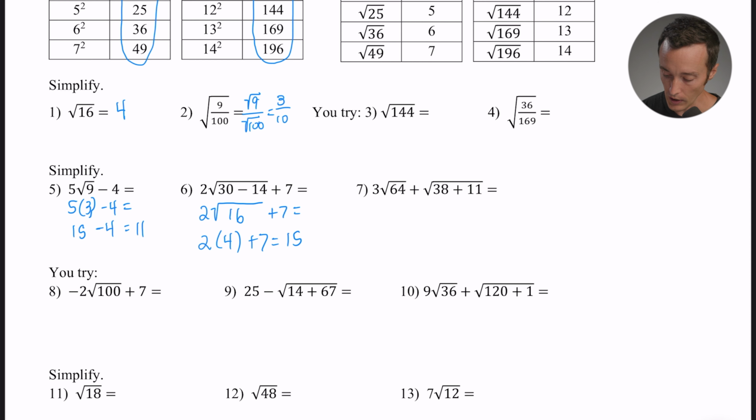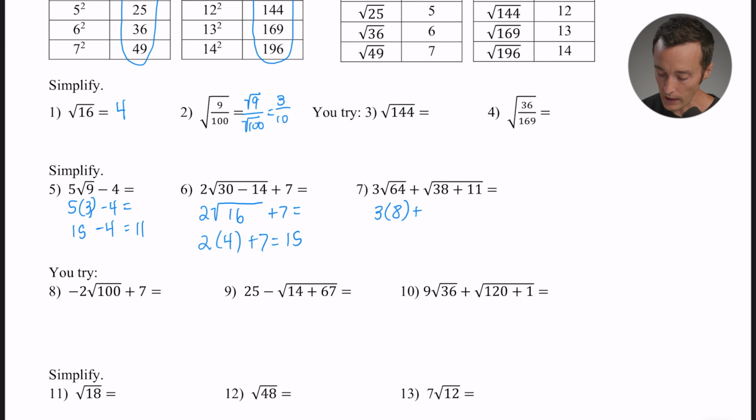So let's just skim through this and see if there's anything that we can simplify. Let's take a look at the first term, the 3 times the square root of 64. If you have your perfect squares memorized, you'll know that the square root of 64 is 8. So we could rewrite that as 3 times 8.